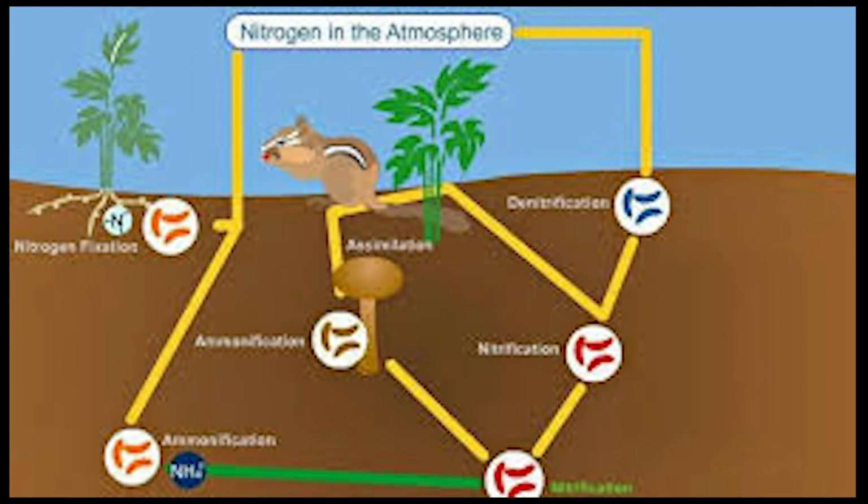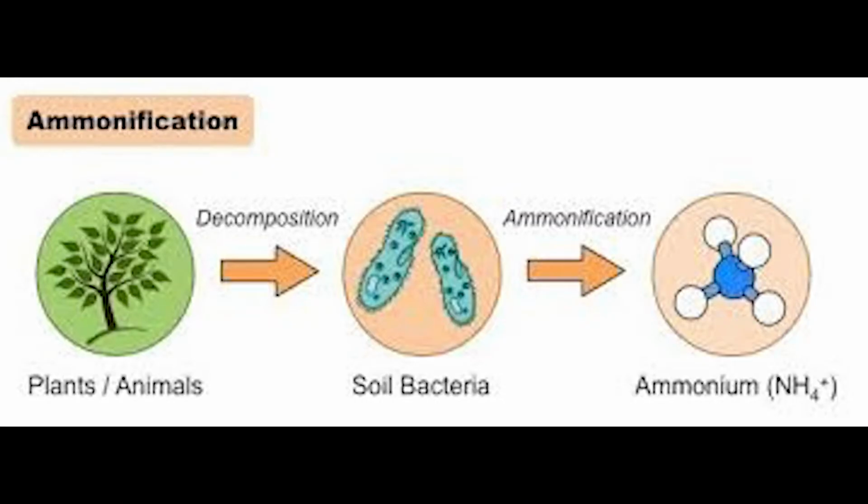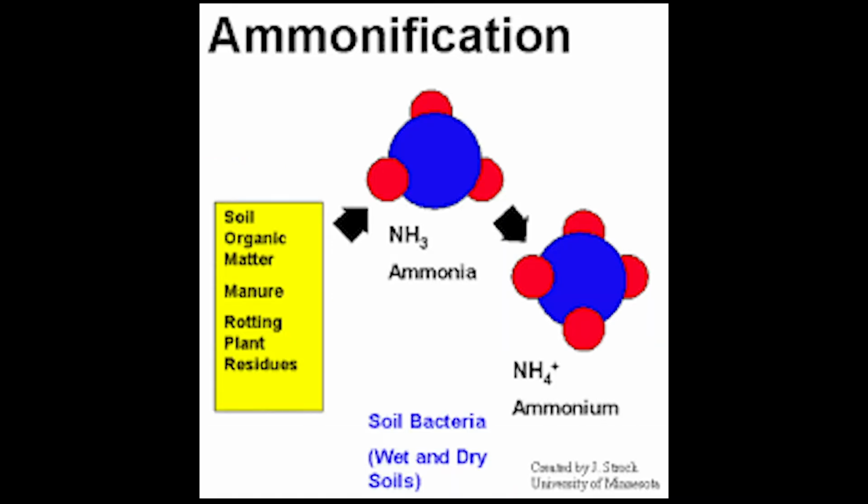Well, this is the process when the remaining nitrogen from a dead animal or plant is turned into ammonium by organic bacteria or in some cases fungi. This is what we call ammonification.